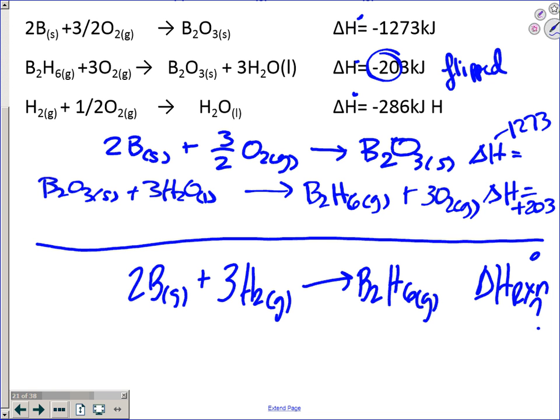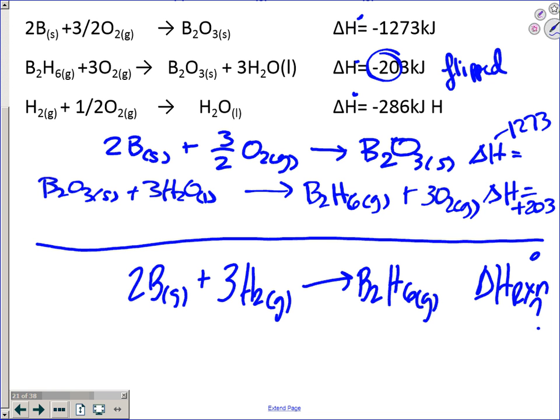I also see that I have B2H6 in the products, right? Now I want them at the end, so I'm in good shape. Now I see the oxygens here and the oxygens here, so I'm looking good. I can't cancel them all the way yet because I have 3/2 and I have 3, but I might at the end. Okay. So what else do I need in the reactants at the end?